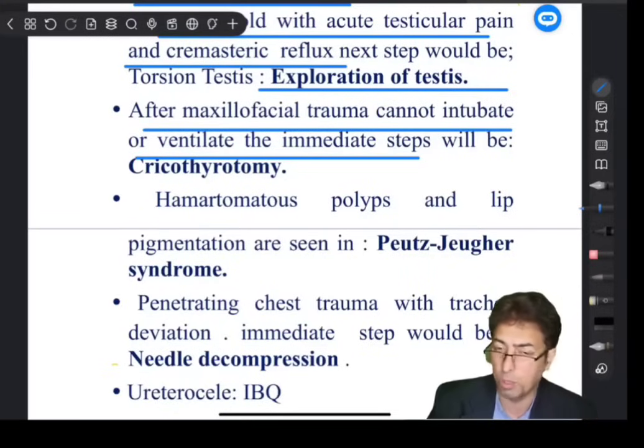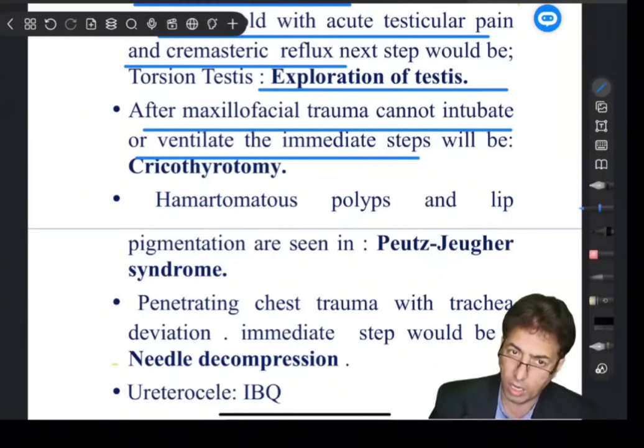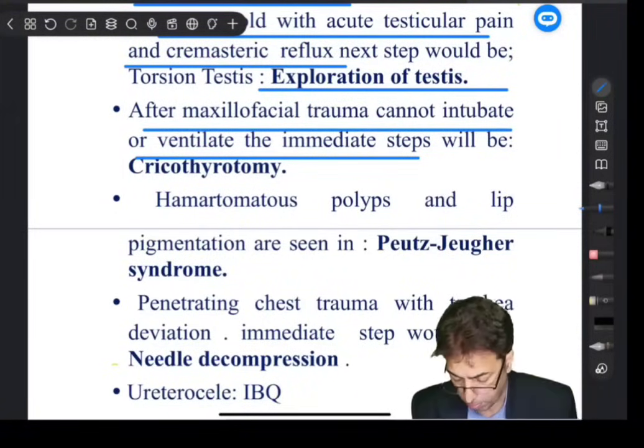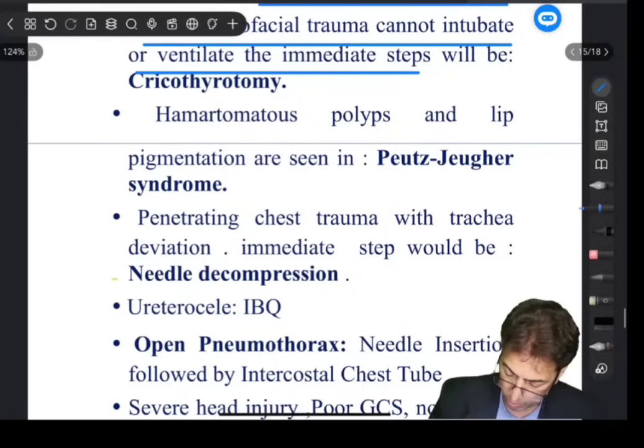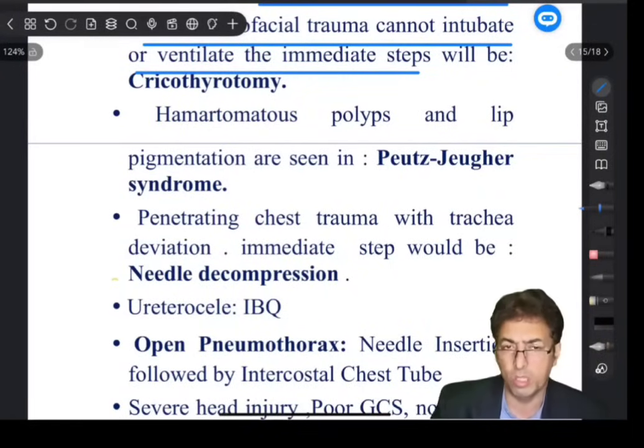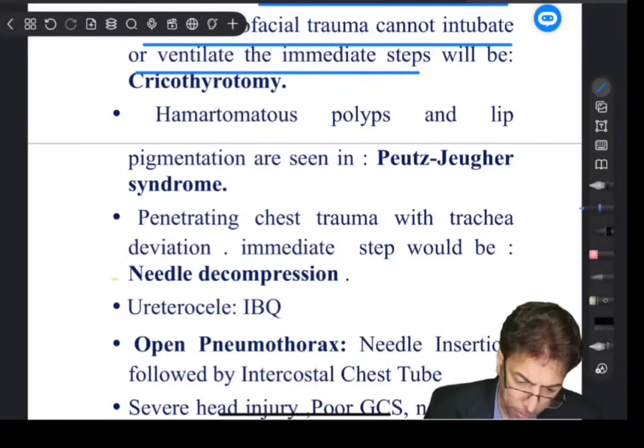The immediate step, because the patient will be in a state of distress, is to pierce the cricothyroid membrane through an appropriate instrument, and that will relieve the distress the patient might be having. It's an important procedure and sometimes turns out to be a life-saving procedure. You have to remember that it should not be attempted by inexperienced people. Remember.